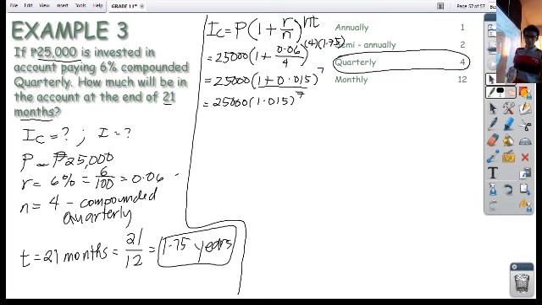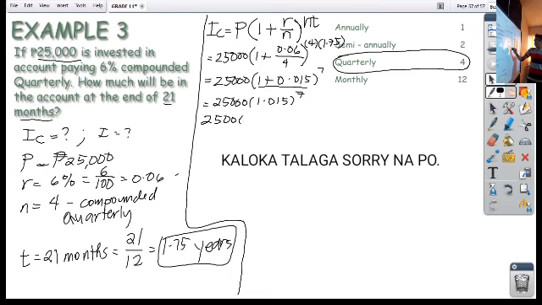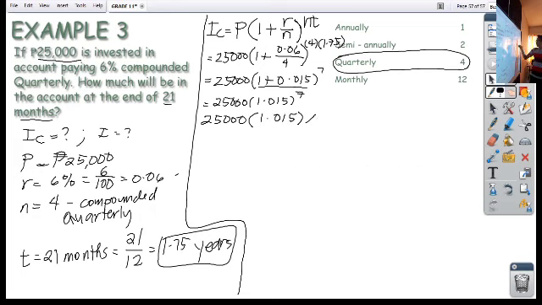So, proceed tayo sa final part of the compound interest formula. If you are using an Android phone, press 25,000, parenthesis 1.015, then the exponent sign, then 7, then equal. So, ito po ang clip. Watch this clip, para masolve natin gamit ang mga calculators na meron si Sir Gian. At the same time, sana meron din kayo.